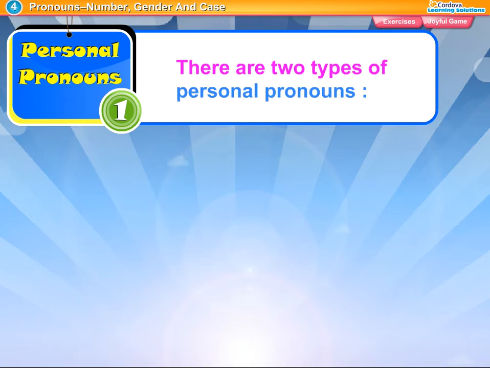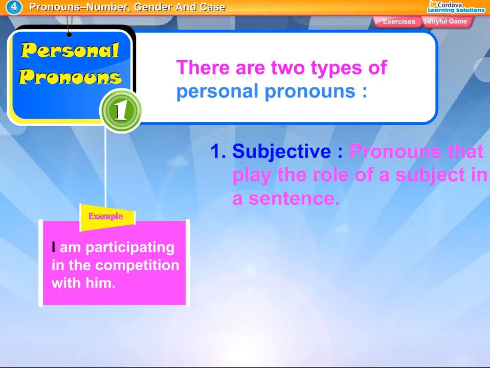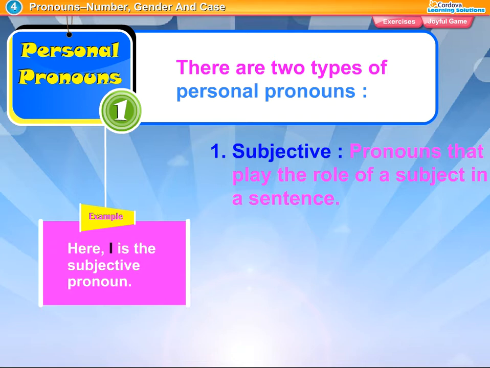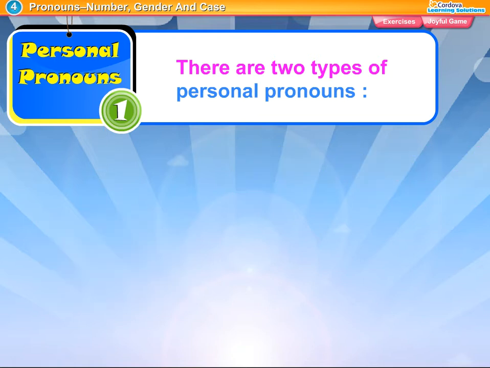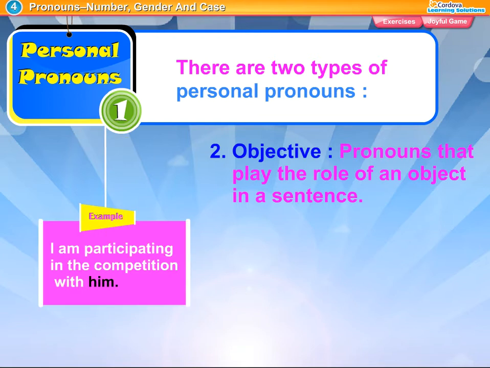There are two types of personal pronouns. 1. Subjective. Pronouns that play the role of a subject in a sentence. Example: I am participating in the competition with him. Here I is the subjective pronoun. 2. Objective. Pronouns that play the role of an object in a sentence. Example: I am participating in the competition with him. Here him is the objective pronoun.